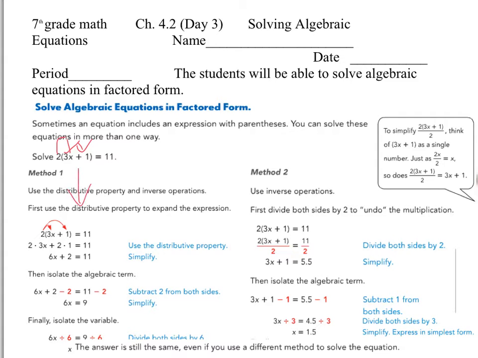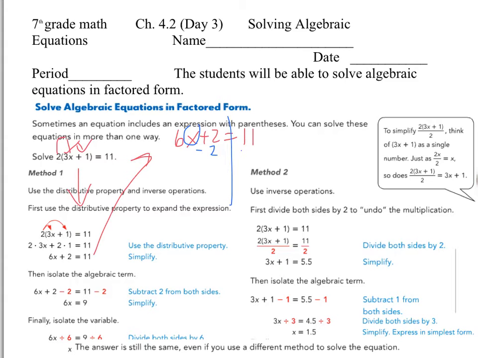So if you look down here, we have 2 times 3x, which is 6x. 2 times 1 is 2. So now we have 6x plus 2 equals 11. So I'm going to go back up here. 6x plus 2 equals 11. This is a basic two-step equation. Draw your line, circle your variable.